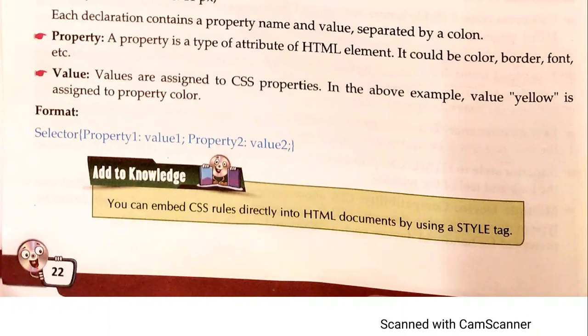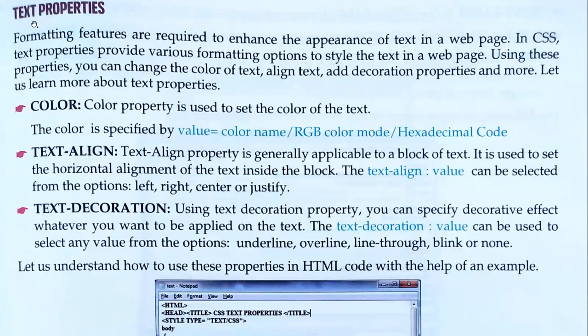Now I am going to explain the two properties. The very first will be the text property. The second one will be the font property. So for the text property, what do you mean by text? Text is nothing but whatever the words, sentences, paragraphs you use in the digital thing is known as the text.